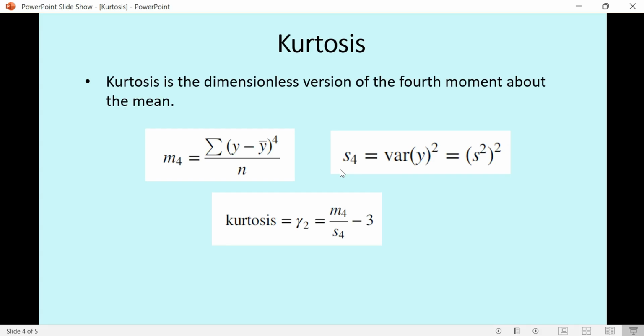And we calculate another item called S4, which is the variance squared. So this is also the standard deviation's fourth power. S squared is the variance of the data, and we take a power. So this is S4. Then the division of these two, M4 divided by S4, then minus 3, is called kurtosis.